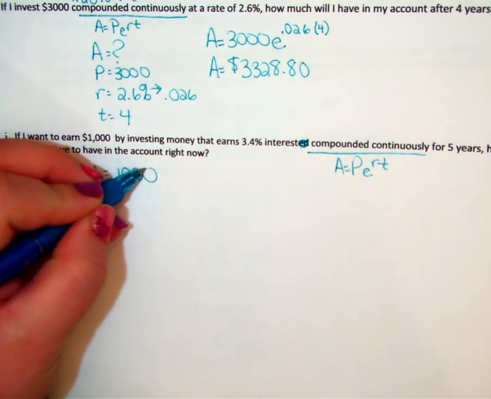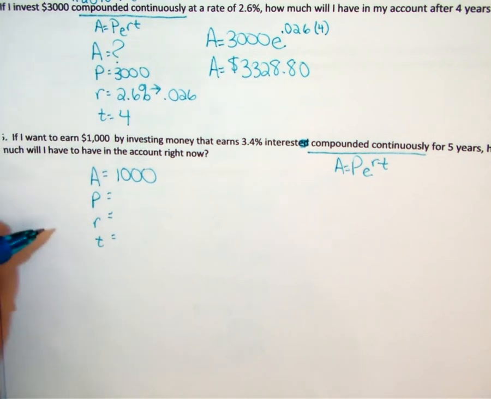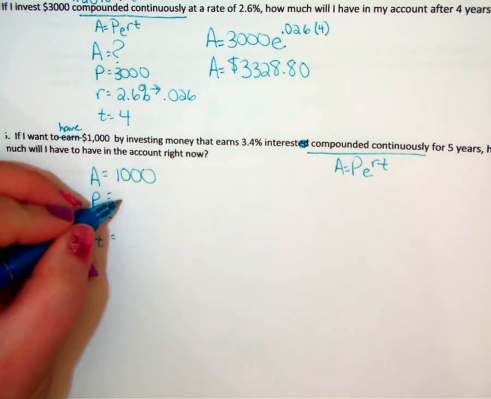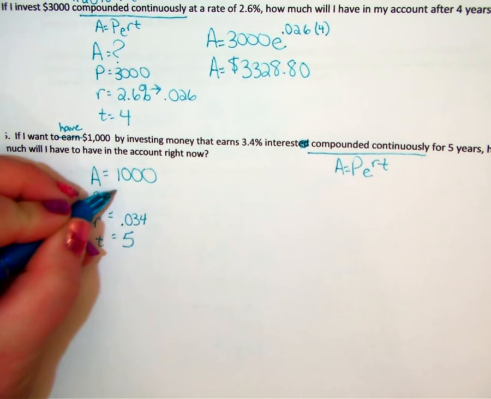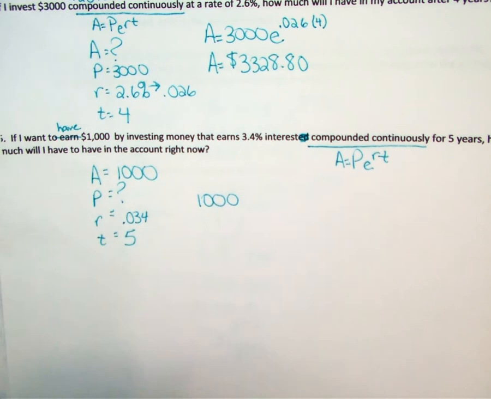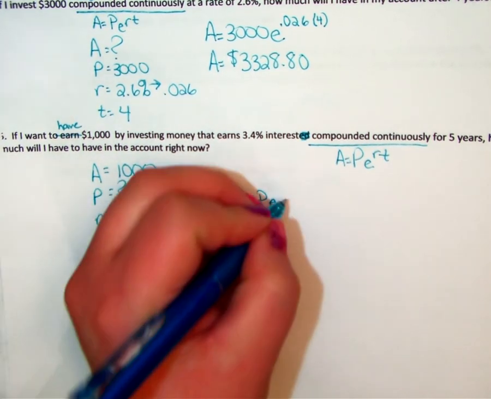I know that that will technically be the amount in the ending account and not the technical amount that you earned. I just think that that's a technicality at this point. I'm not going to make you subtract off what was there. We'll just say I want to have $1,000. It earns 3.4%, so 0.034, 5 years, which means I'm looking for the principal. So I have 1,000 equals P times e to the 0.034 times 5.